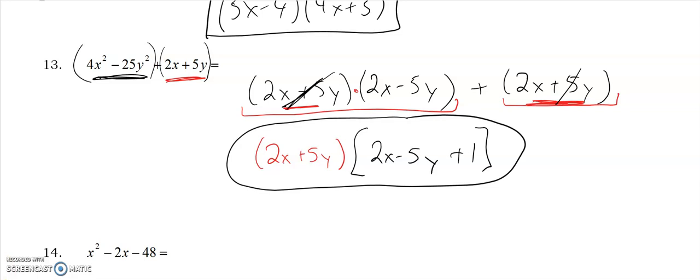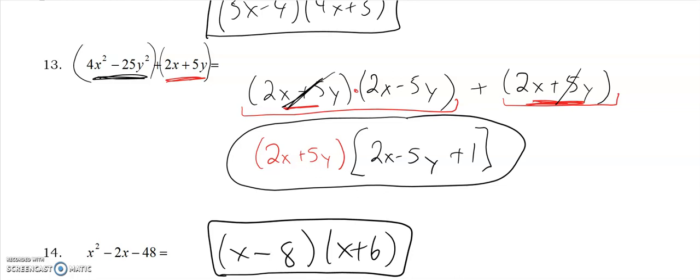Okay, and we have one more problem on this page. That is number 14. This one is a fairly straightforward trinomial problem with a leading coefficient of 1. Go ahead and push play on this one, and when you're ready to check your answer, resume to check your answer. Okay, so this one, again, with a leading coefficient of 1, it's only factors of negative 48 that add up to negative 2, which would be negative 8 and 6.